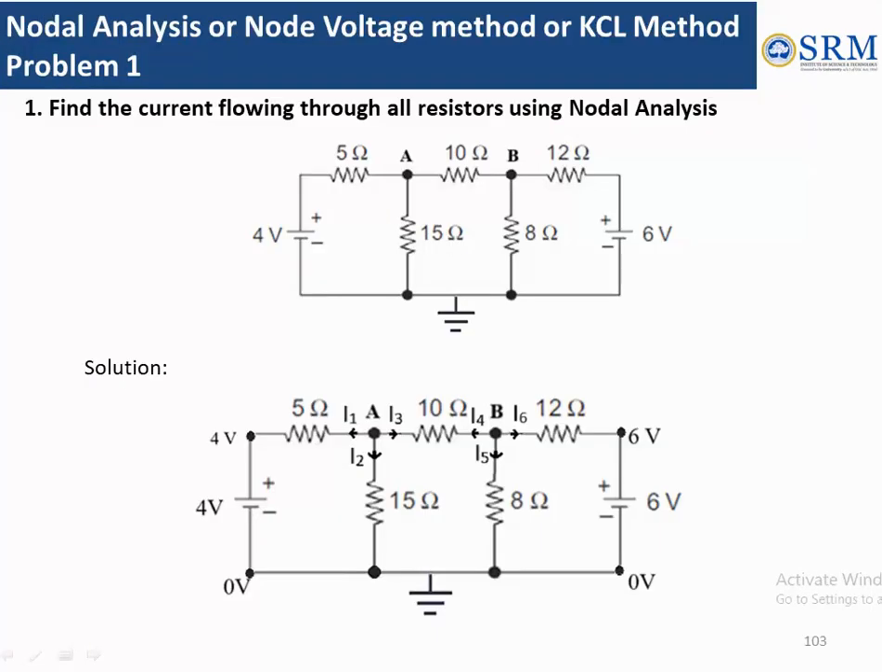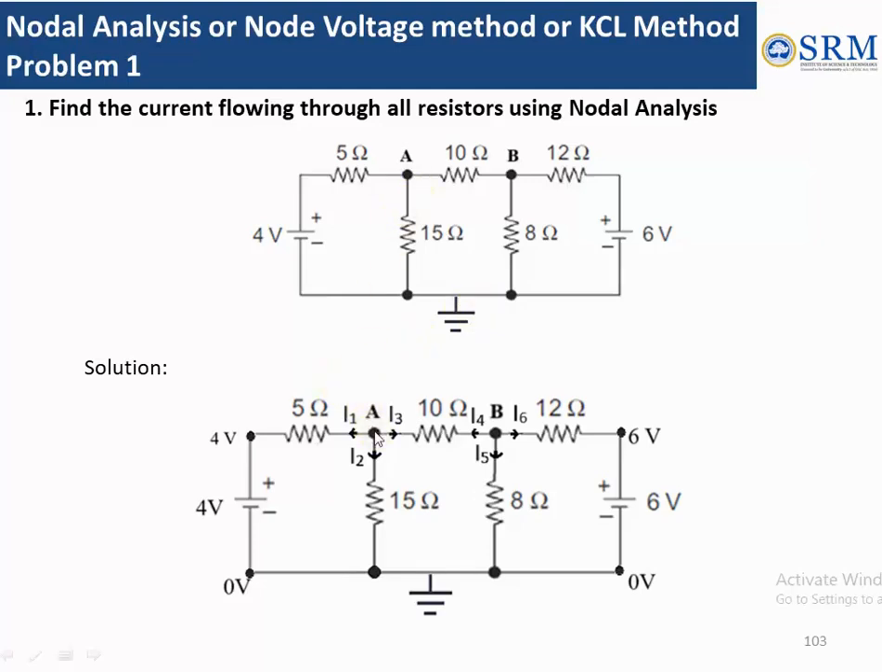Now we are going to see how to use nodal analysis or node voltage method or KCL, that is Kirchhoff's current law method, to solve the following problems. So in this circuit we are supposed to find the current flowing through all the resistors. There are almost 5 resistors. We need to find the current flowing through them using nodal analysis. So the first step, already the nodes are marked. If not, we have to mark the nodes. This is one junction A and this is another junction B, and these are 2 junctions at the ground potential.